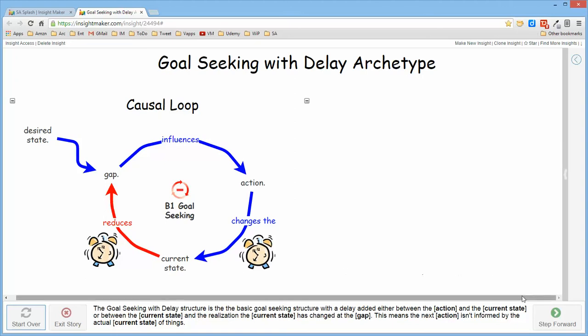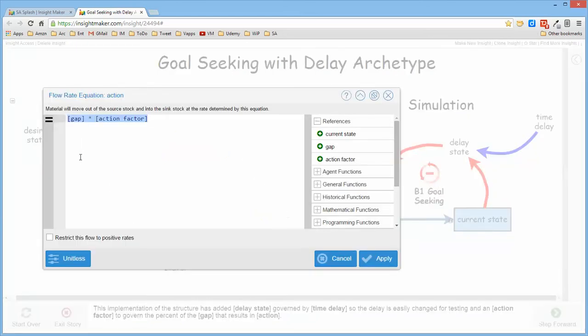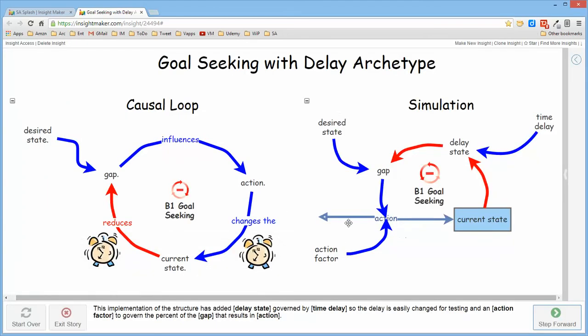So if I take this structure and implement it as a stock and flow simulation model, what I've added is an action factor to simply control the extent to which the gap actually influences the action, so that the action is the gap times the action factor. And this particular flow is set up so that it can move in either direction, so that the action may be positive or negative depending upon whether the current state is less than the desired state, or I've actually overshot the goal and I may have to take away from the current state to get back to where I intended to be to begin with.